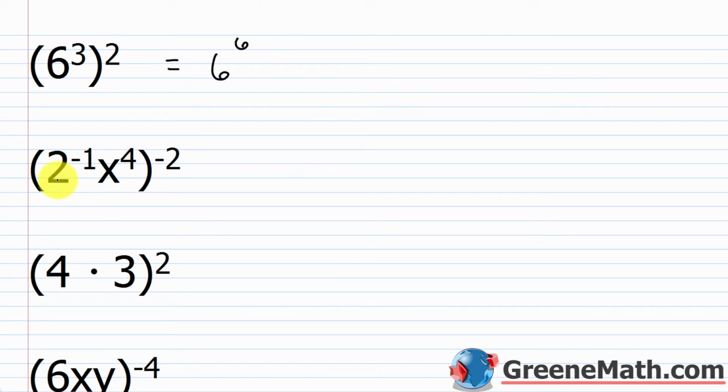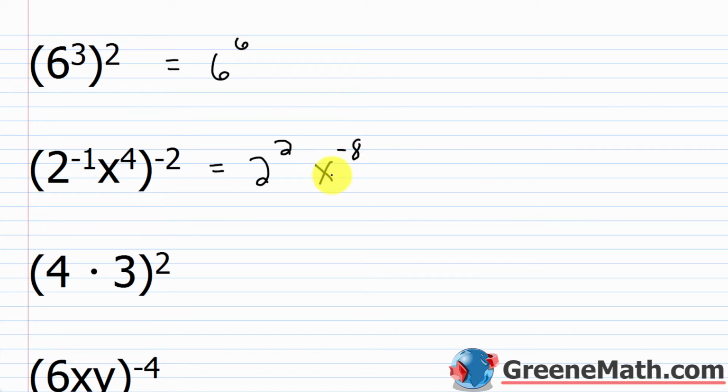For this one, I have 2 to the power of negative 1 times x to the 4th power, and this whole thing is raised to the power of negative 2. So again, the base in each case would stay the same. So 2 stays the same, and you'd have negative 1 times negative 2, which is 2. Here I'd have x to the 4th power, so x stays the same, and we do 4 times negative 2, which is negative 8. So the base stays the same, and you multiply the exponents.